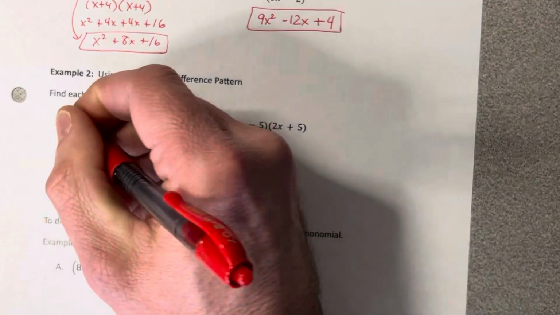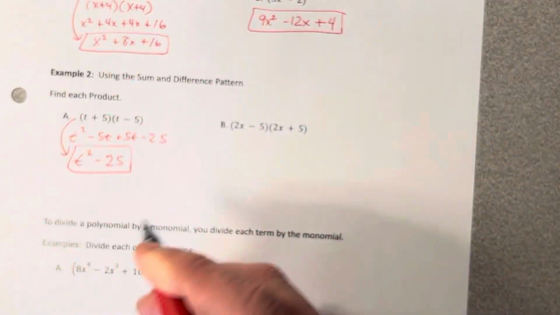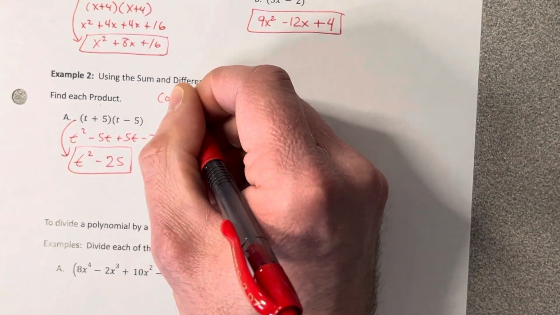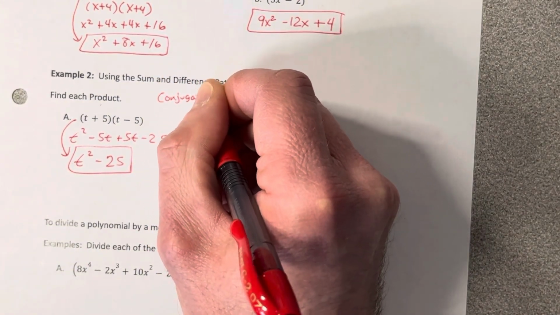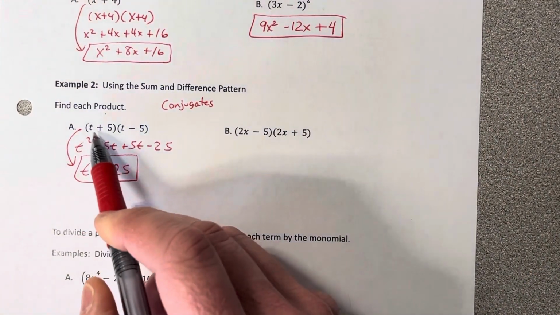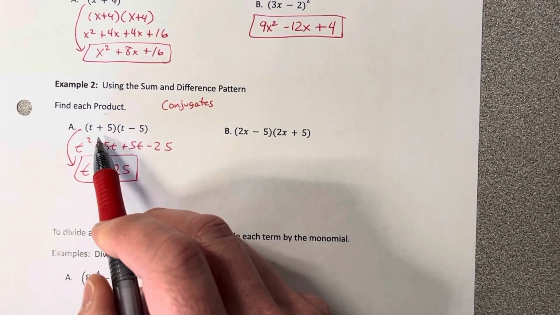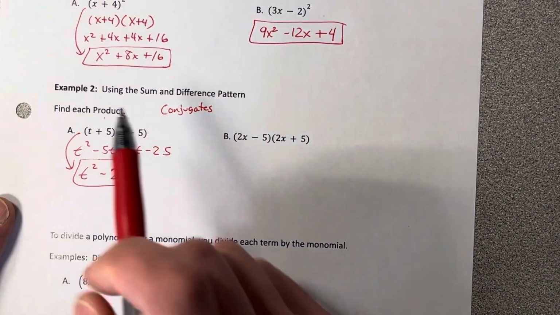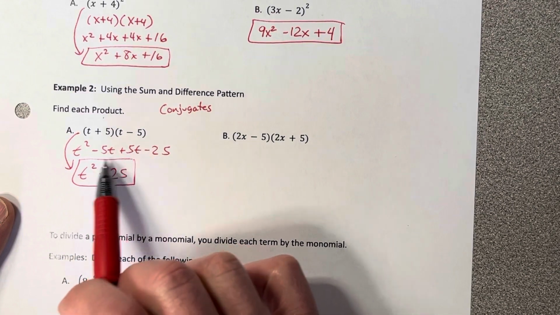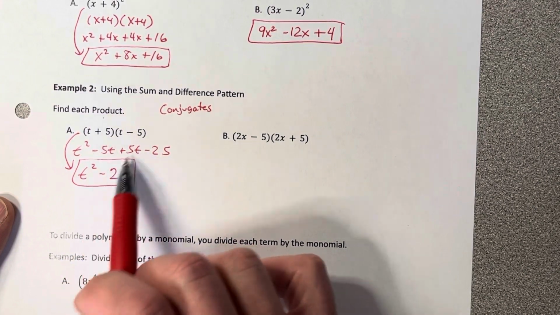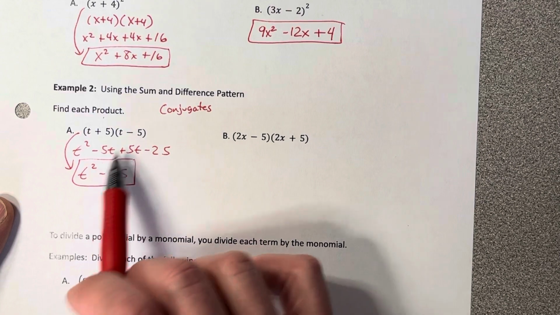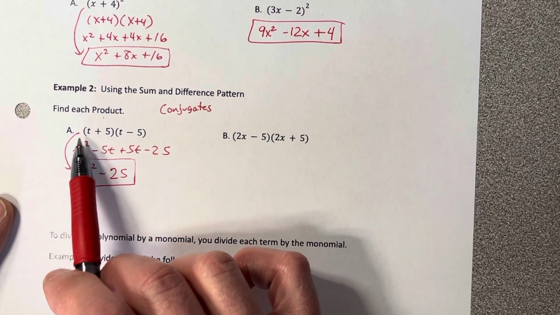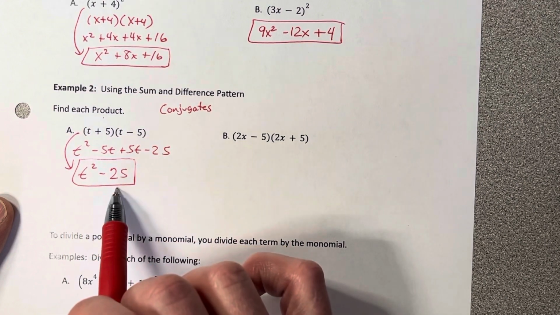So what's the pattern? Well, these are actually called conjugates. I'll write that word down. You don't have to memorize it or anything, but they're called conjugates. So when you have the same binomial, but one's addition and one's subtraction, then what happens when you distribute is the middle terms eliminate. They're opposites, they go away, and you're just left with the front and the back.